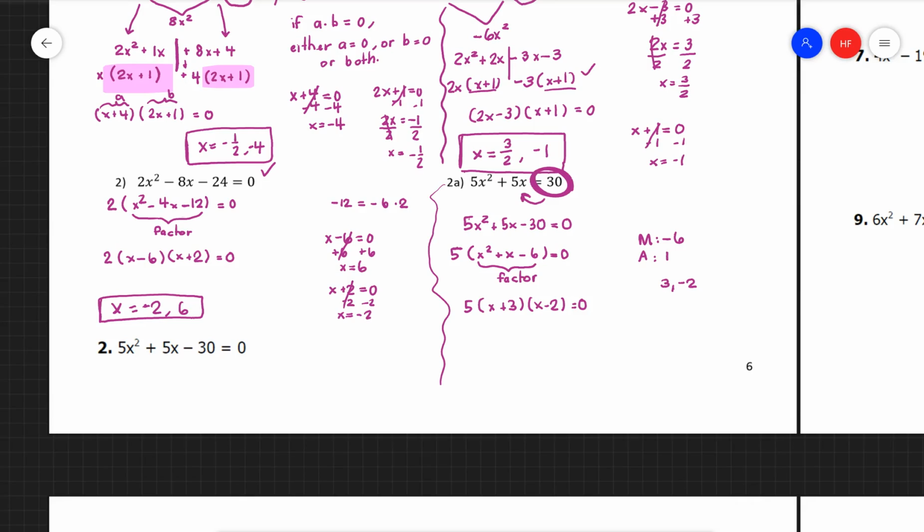And then I'm going to use that zero product property, and I have x plus 3 equals 0. Subtract 3, and that gives me that x is negative 3. X minus 2 equals 0. Add 2, and that gives me that x is equal to positive 2. So my zeros are positive 2 and negative 3. And then this one here where it says 2 is the same problem as 2a, so don't worry about that one.